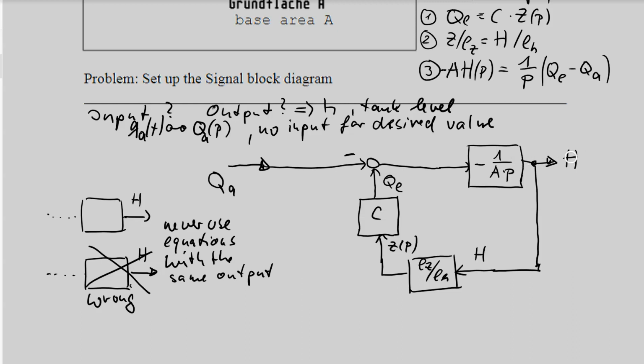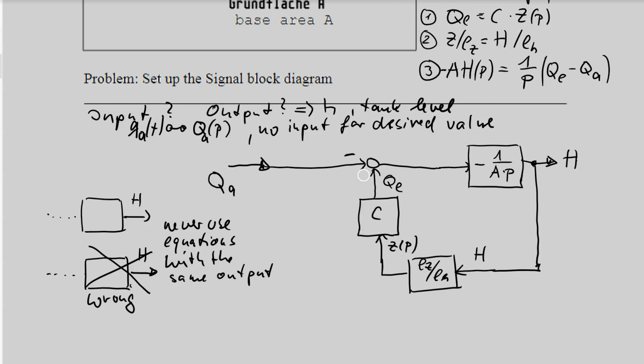Only have one element with output H, then you have an open input, then look for equations which have this open input value as an output, connect them. Then we have a new open input Z, look for an equation which has Z as an output, connect them, and then step by step we can fill the signal block diagram.